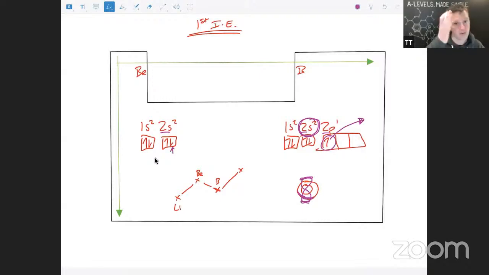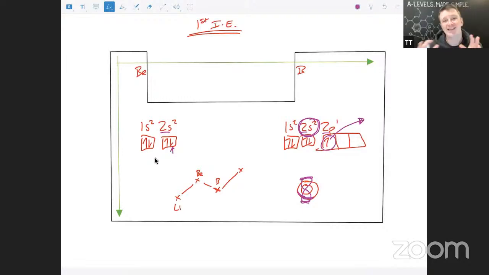So just like we said, going down a group, when you add energy levels, there's more shielding, easier to remove. In these exceptions, we have got shielding, but orbital shielding, not energy level shielding. So energy level is like the full energy level, right? Okay, so that's what I mean.